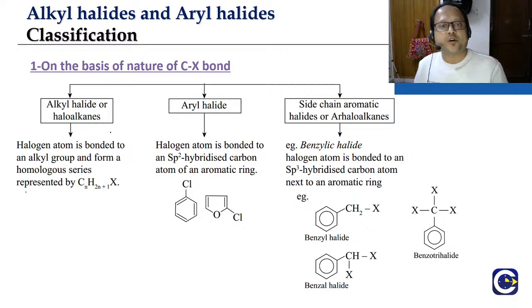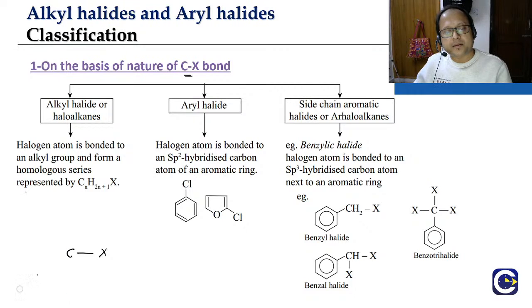Okay, now first we are talking on the basis of the nature of the C-X bond. Now we know that your carbon is partially positive and the halogen is partially negative. So that means this is a polar bond, right? Now this carbon also may have different hybridizations in different environments, right?